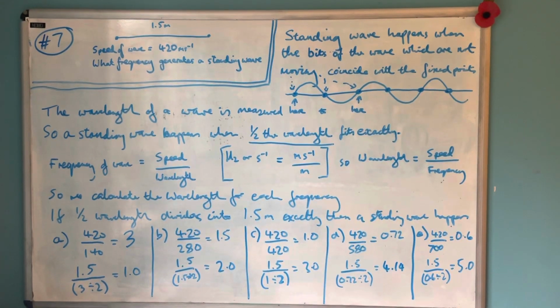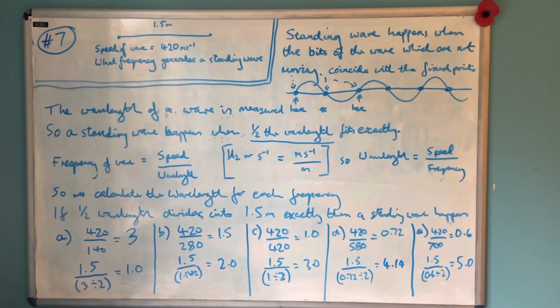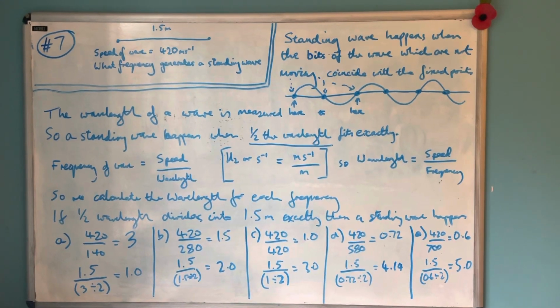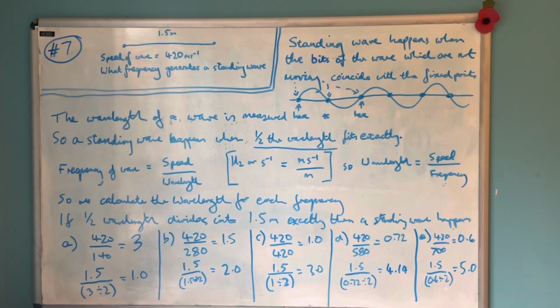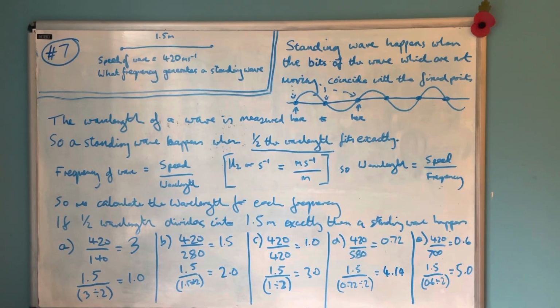Okay, this is question number 7. This is about the piece of wire and the waves. So the question is, given the piece of wire is 1.5 meters long and the speed of the wave is 420 meters per second, which of the frequencies generate a standing wave?